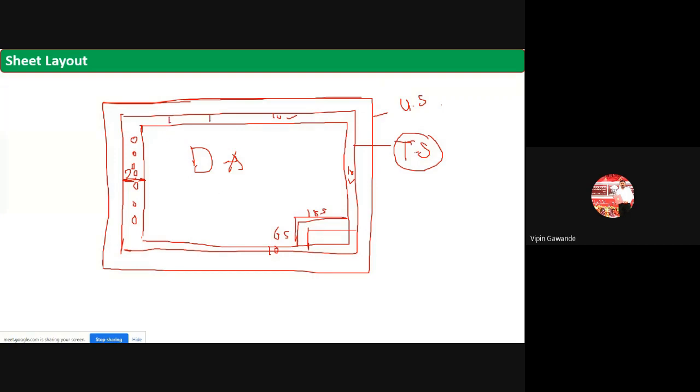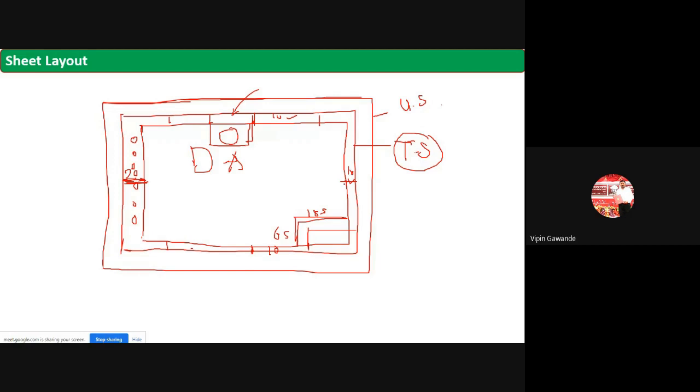Then we have the divisions here. What are the divisions for? If you make certain changes, we can mark that particular area in the division, so that another person will recognize that we have made changes here. Then we have the folding marks here.